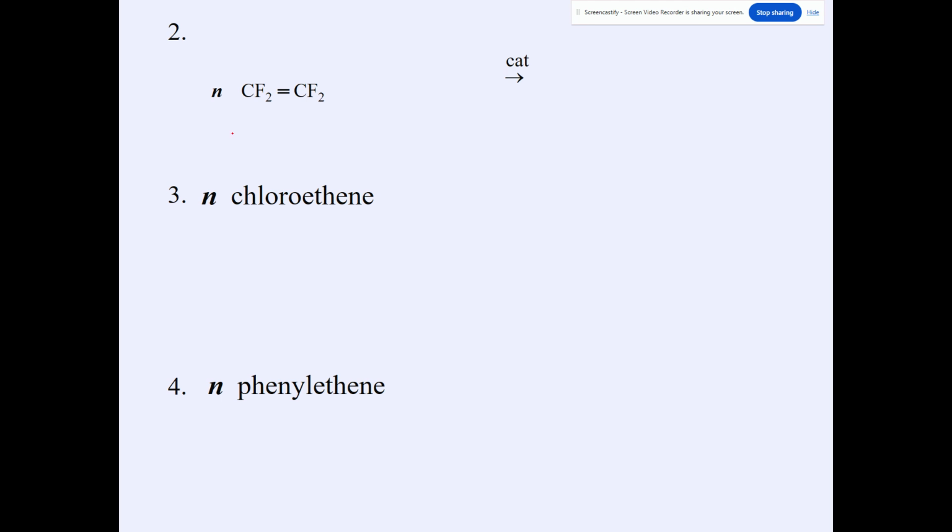Here is, again, an infinite number, but we're going to show 2 of them reacting. So I have 2 carbons, and they each have 2 fluorines on them. I'm going to react 2 of these, so I'm going to be having 4 carbons put together. Now I need to name this monomer. It is called tetrafluoroethene.